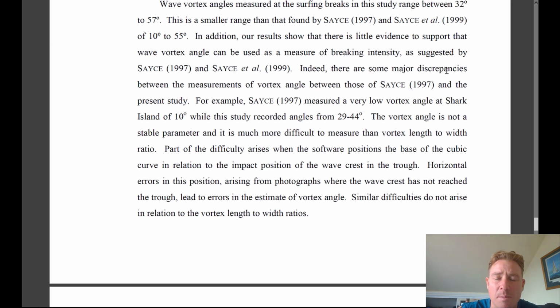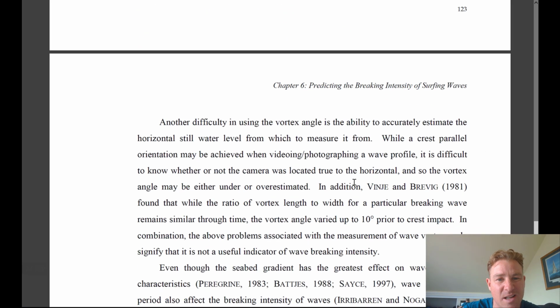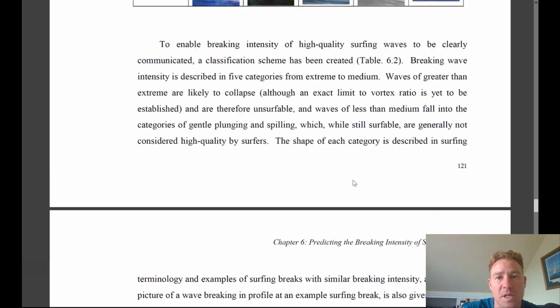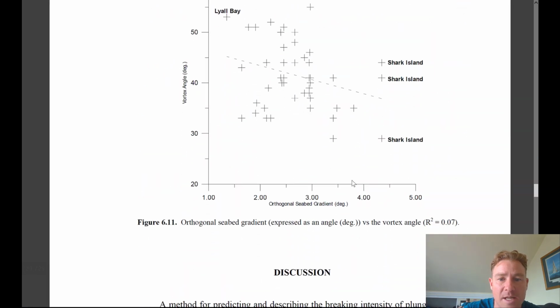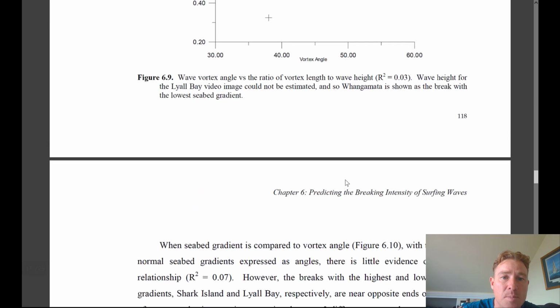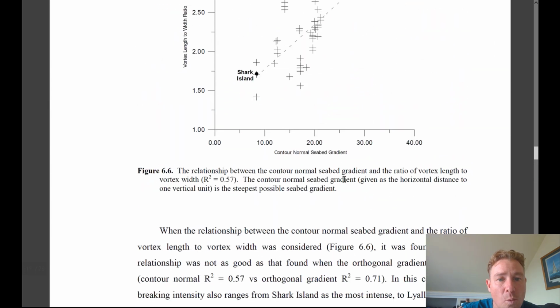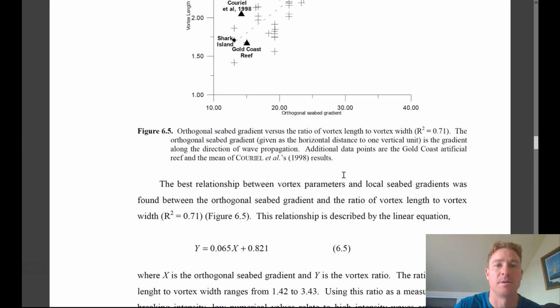They're saying there were some major discrepancies between the measurements of vortex angle between the previous study and the present study. But just in this one study alone, the vortex angle at one of the breaks had a huge range. They even go on to say the vortex angle is not a stable parameter, and it's much more difficult to measure than the length to width ratio. So they kind of cast that one aside. The other thing to do with height, they covered that as well, the wave height and period. But here's the most amazing thing they found.